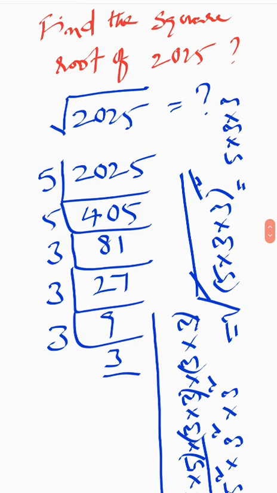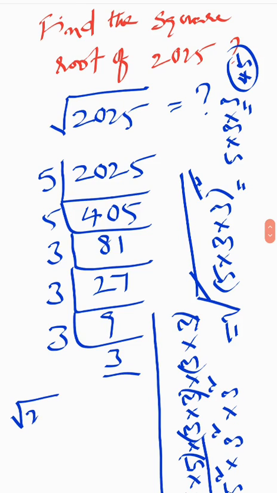So if you multiply all these three, what happens? 5 3s are 15, 15 3s are 45. 45 is the square root of the given number.